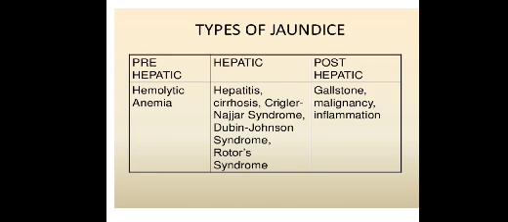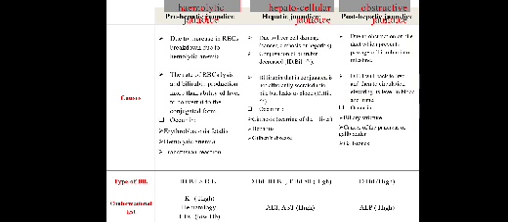The next one is post-hepatic. In post-hepatic jaundice, gallstone is the commonest cause. Then malignancy of the gallbladder and malignancy of the pancreas are causes, and there may be inflammation around the gallbladder and pancreas, like acute pancreatitis and chronic pancreatitis, that may be a cause of jaundice.